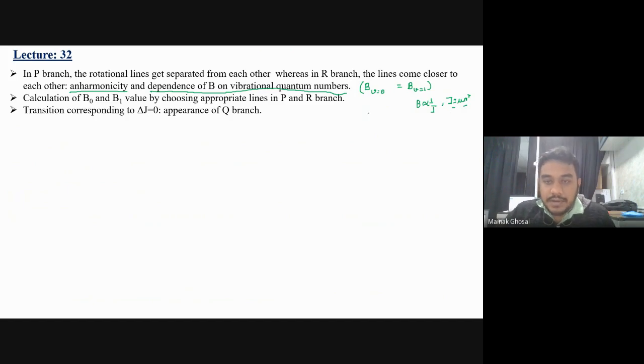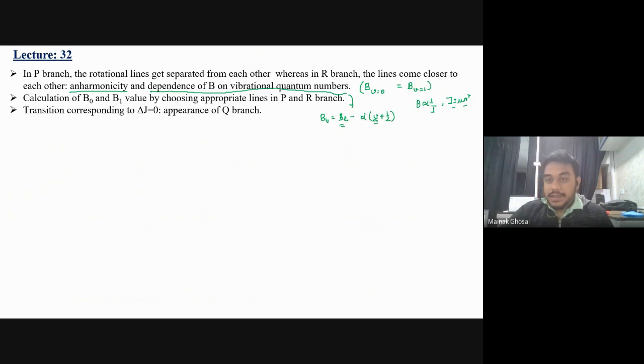So finally, there was a new expression for B that depends upon V. It was defined as B_V = B_e minus alpha into (V plus half). Here you can clearly see that B_e is constant, the hypothetical rotational constant the molecule has at the bottom of the potential energy well. If you are increasing V, your B_V will decrease. That means your B value will get decreased if you are increasing the vibrational quantum number.